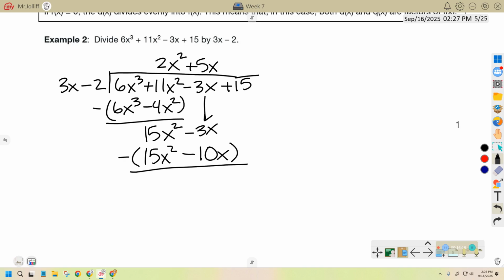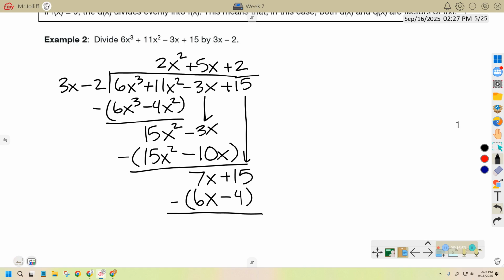15x squared cancel. Negative 3x minus negative 10x is positive 7x. Very good. Last step, I bring that 15 down. How many times does 3x go into 7x? 2. Plus 2. 2 times 3 is 6x. 2 times negative 2 is minus 4. And I'm going to subtract. And what am I left with?